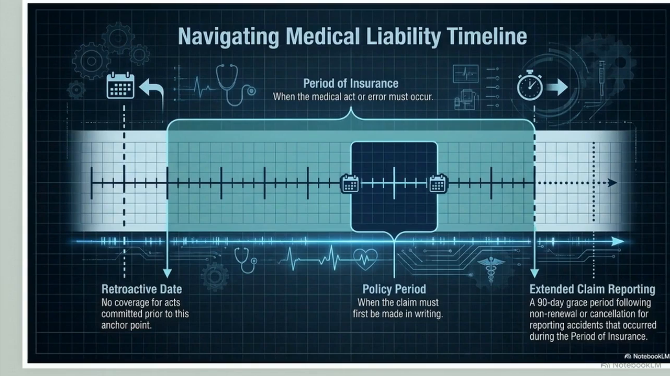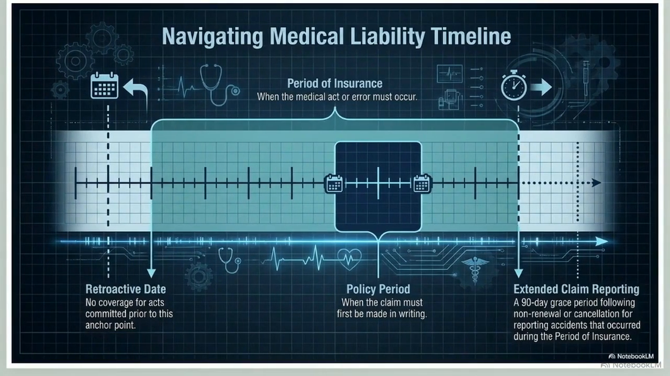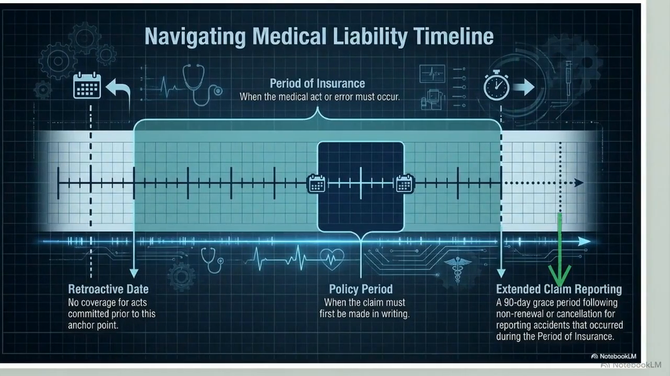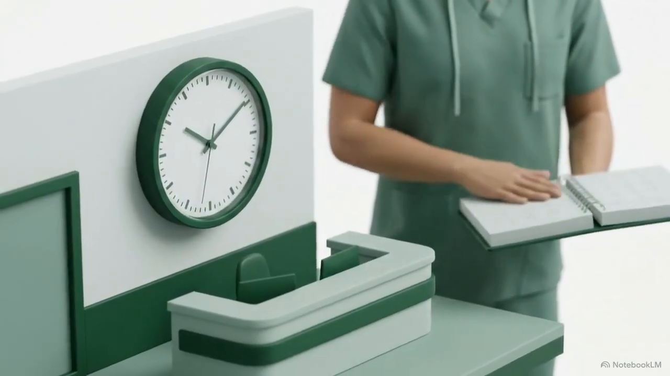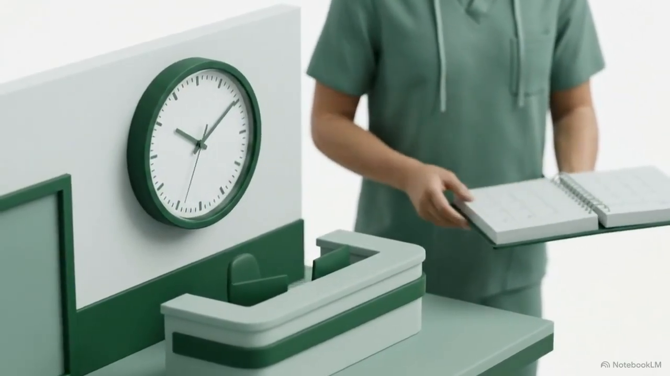Because Dr. Sharma continuously renewed his policy without a break, his period of insurance stretches all the way back to that original anchor date. If a policy is ever canceled or not renewed, there is a strict extended claim reporting window. You get exactly 90 days to report accidents that happened during your active insured period. In medical liability, knowing exactly when your policy is active is just as critical as knowing how much it pays.